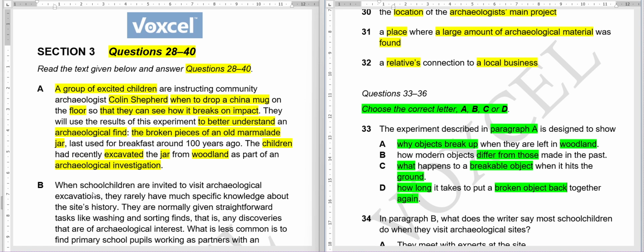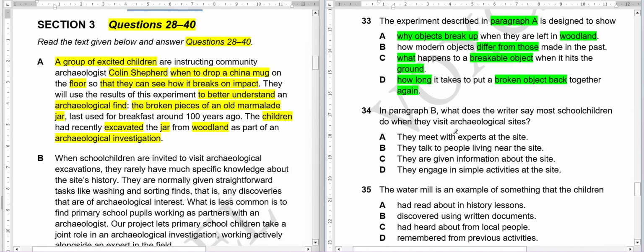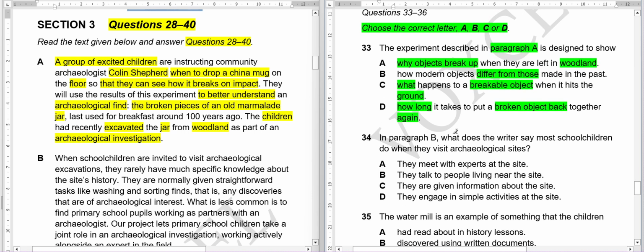Now you will have around 10 seconds to tell me the answer to question 33, and the time starts now.